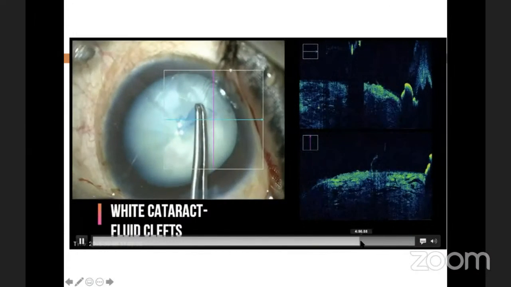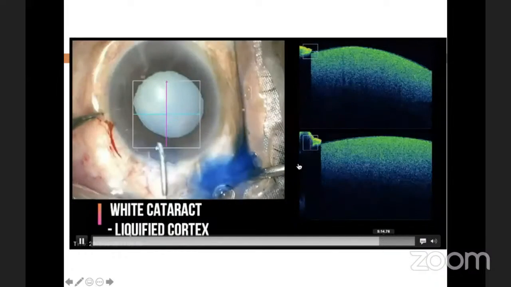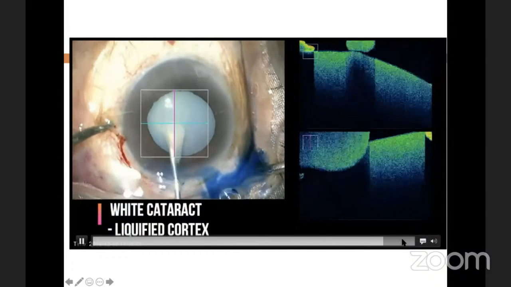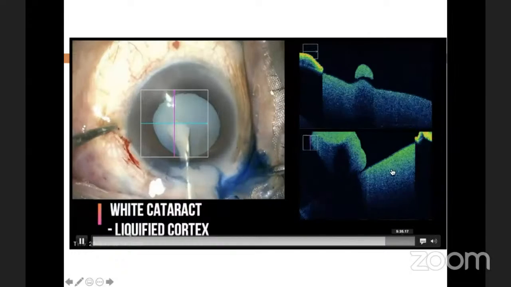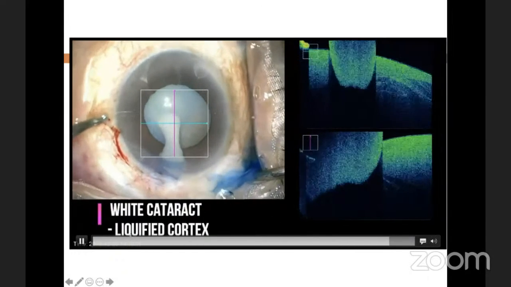But if you have a white cataract which has got a raised intraocular pressure such as this, see, there are no fluid clefts at all. So as soon as you give a nick, the liquid cortex is going to come out. So you can predict these kind of things, which we earlier couldn't, by the use of the intraop OCT microscope.